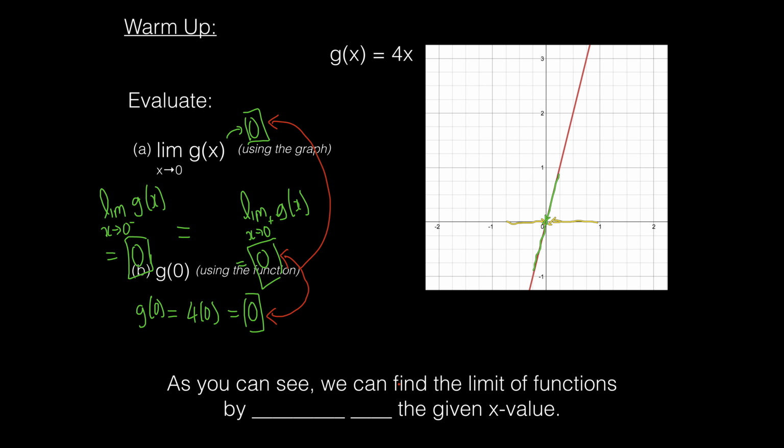As you can see, we can find the limits of functions by simply plugging in the given x value. If you want to find a limit at some point, you can plug in that value and you'll get the point. Intuitively, this makes sense, because as you plug in x values really, really close to some other x value, your y values are going to get closer and closer to what you'd get if you had actually plugged in that x value.